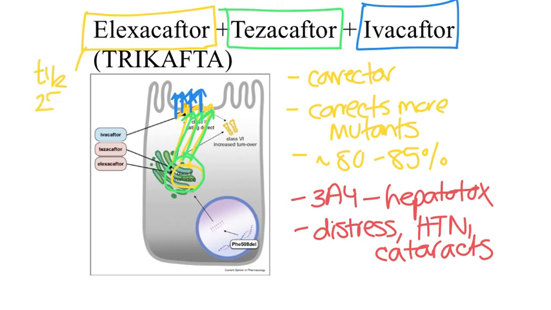Both elexacaftor and tezacaftor have a half-life of approximately 25 hours and only need to be taken once per day, whereas ivacaftor, with a half-life of closer to 12 hours, must be taken twice a day. Therefore, Trikafta dosing typically includes one dose of the 3-drug combination in the morning and then a second dose of ivacaftor alone in the afternoon, approximately 12 hours apart.